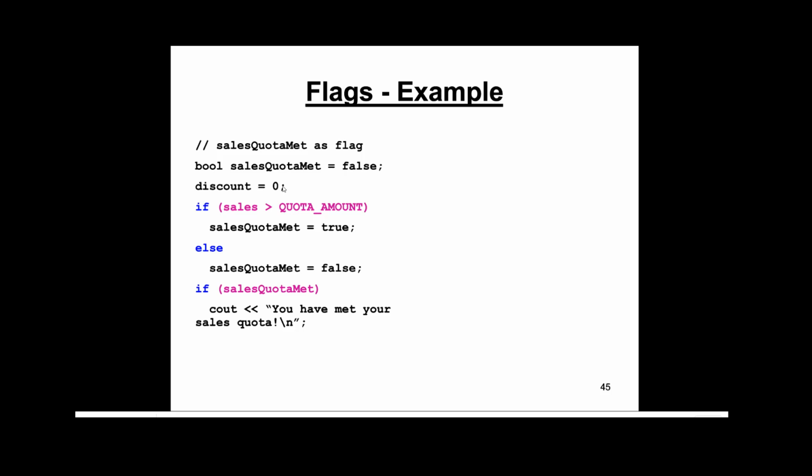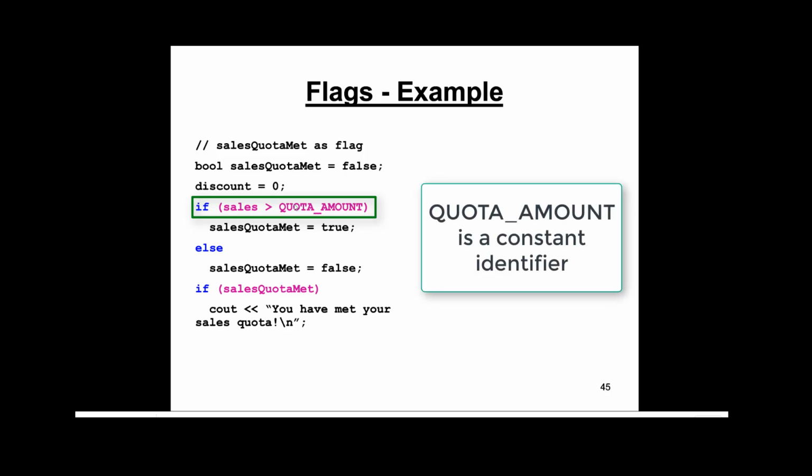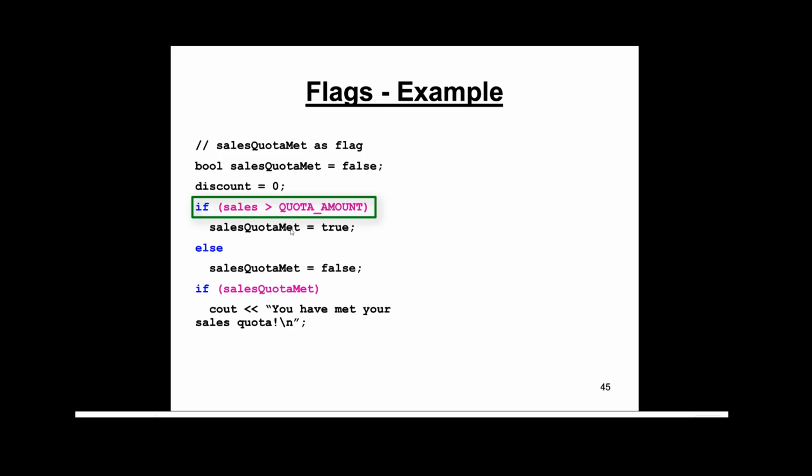And we have discount equals 0. So if sales is greater than quota amount, what is quota amount? Here you can see it is all capital letters, so you can guess that normally this would be a constant. A normal variable is not usually declared like this. So if sales is greater than quota amount, then our flag is set to true. Otherwise, the flag is set to false.